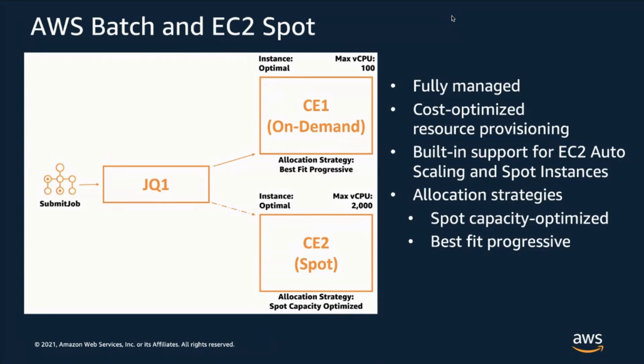AWS Batch, which is a fully managed batch processing service from AWS. It has some fantastic abilities to use Spot instances, has built-in support for EC2 autoscaling and Spot instances. It has built-in support for allocation strategies. It helps you with cost-optimized resource provisioning. At the end of the day, Batch and Spot are a great fit, just like the others are, and we have a blueprint that will help you just get all of this set up quickly and allow you to get going in a very short period of time.